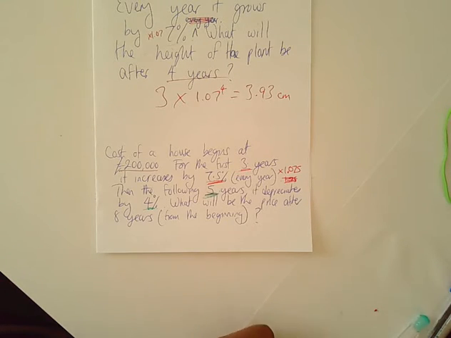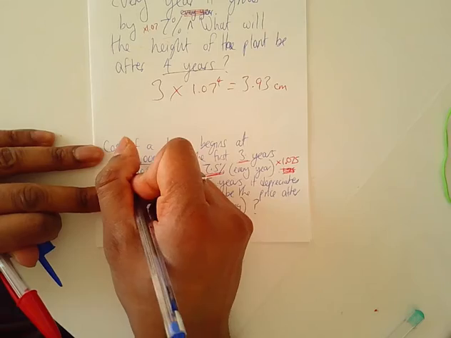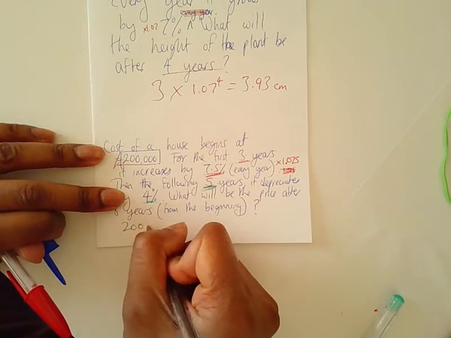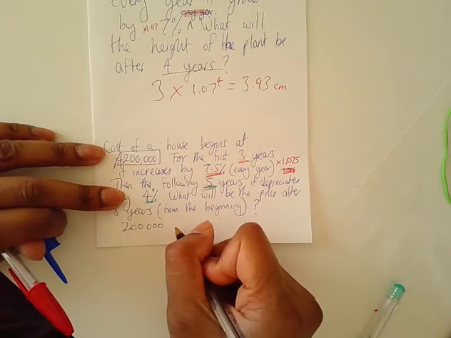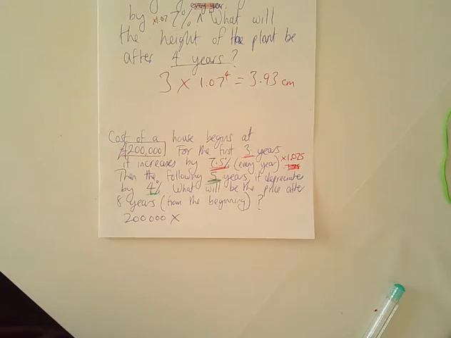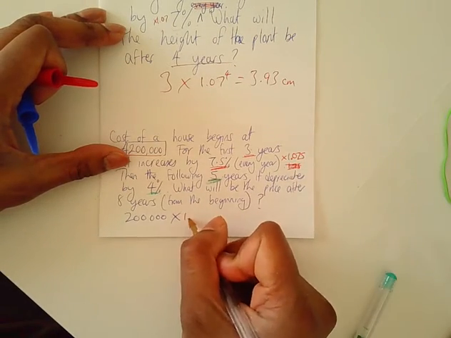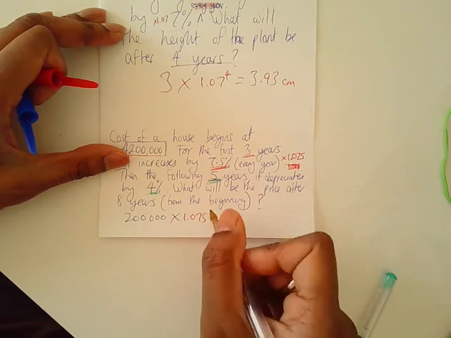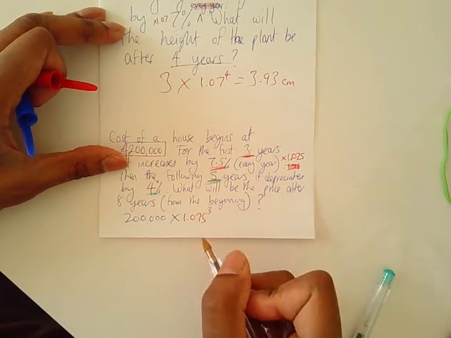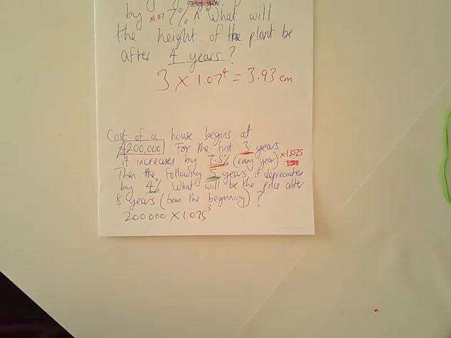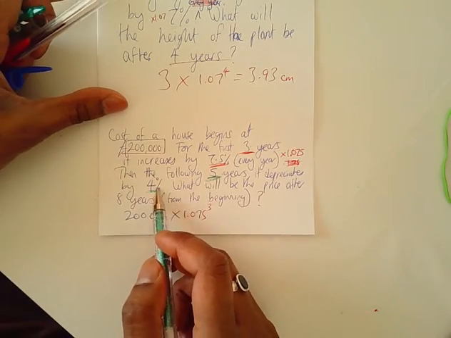So you begin with 200,000. You begin with 200,000 multiplied by 7.5%, the 1.05, over a period of 3 years. And then it goes down by 4%.